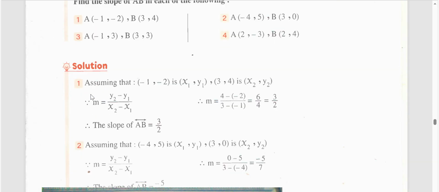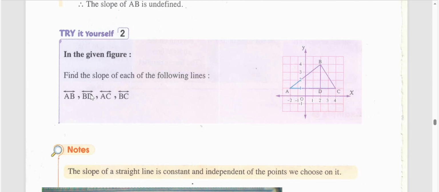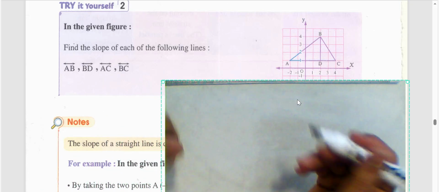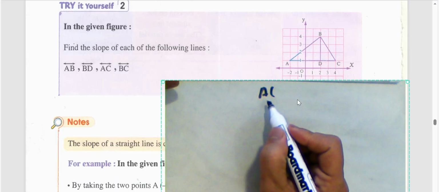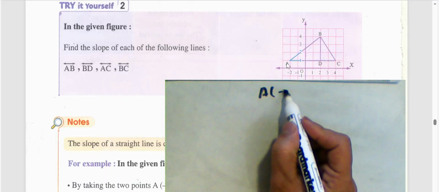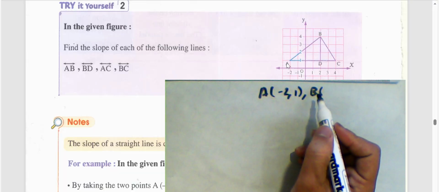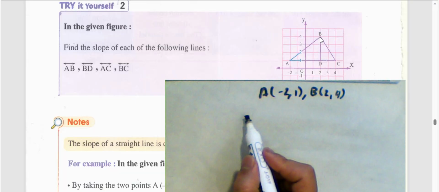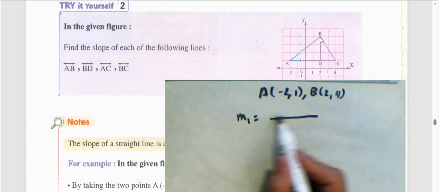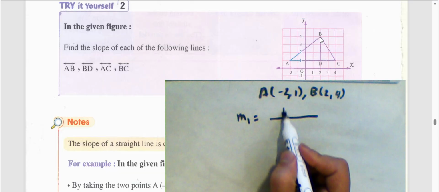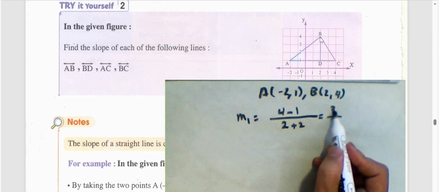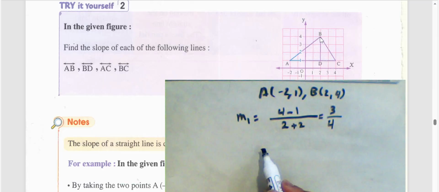In this question, we can find the slope by this method, and this question also by using this rule. First, we want to find the slope of AB. Look here. The coordinates of point A are -2 and 1, and point B is 2 and 4. And the slope of AB equals 4 minus 1 over 2 plus 2. 4 minus 1 equals 3, and 2 plus 2 is 4. The result will be 3 over 4.